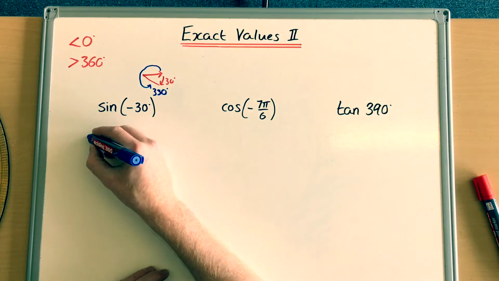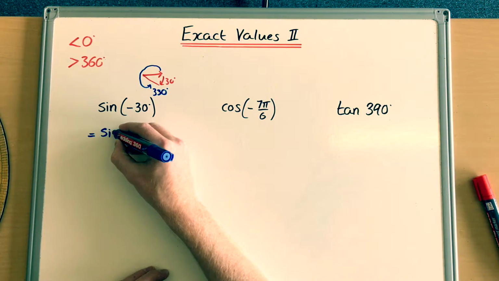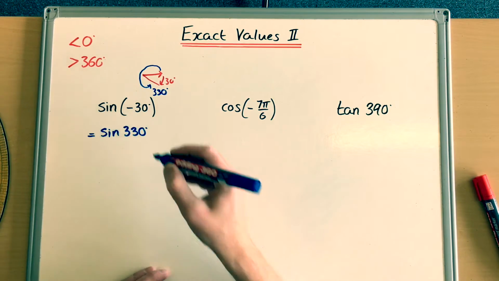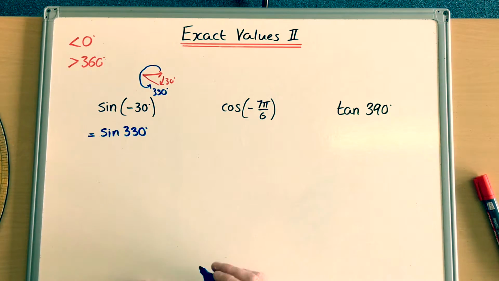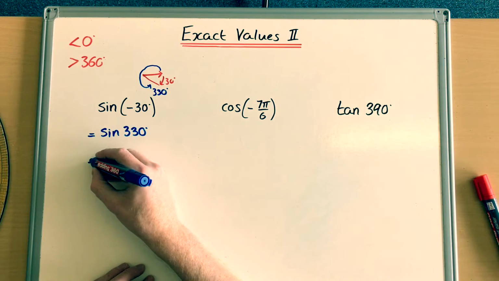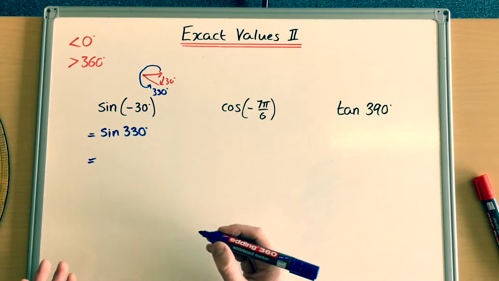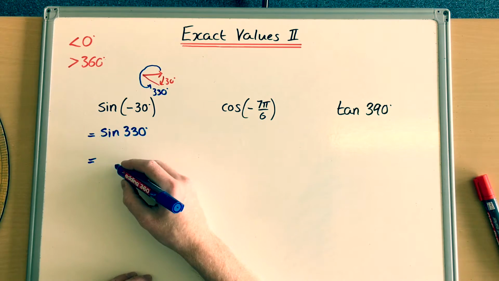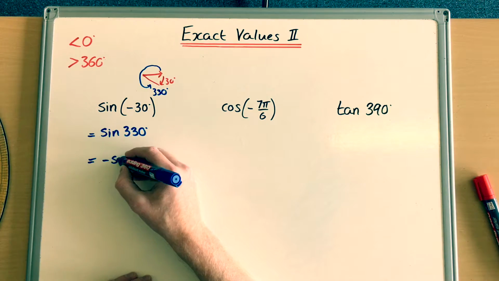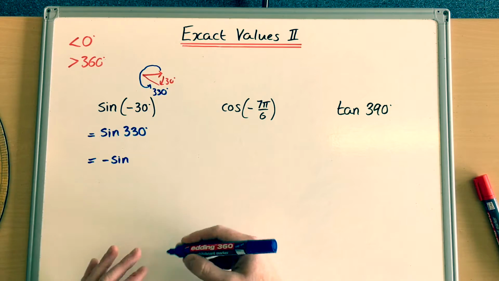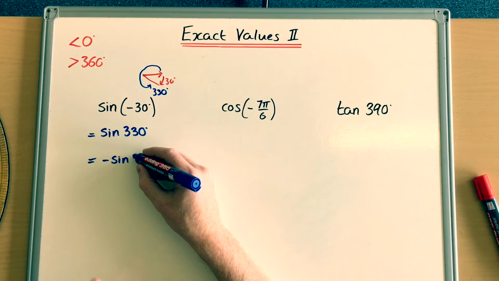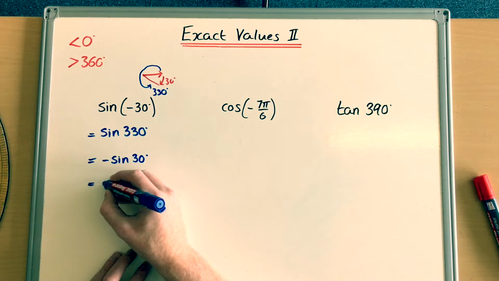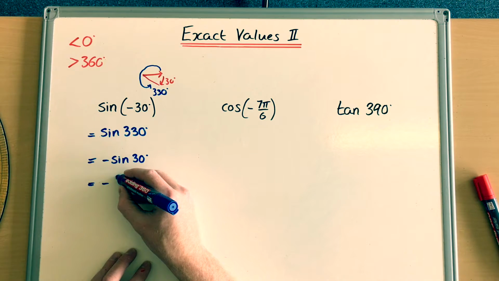So sine of minus 30 is the exact same as sine 330. Now what do I need to do now? Well, I need to do a cast diagram. A few shortcuts I'm going to take here. If I was to draw a cast diagram, I would find that the value would be 30, and I would find that it needs to be negative. Okay, I suggest you draw this out yourself and see if you agree with this. If I've made a mistake, you can let me know. Minus sine 30, which is minus a half.